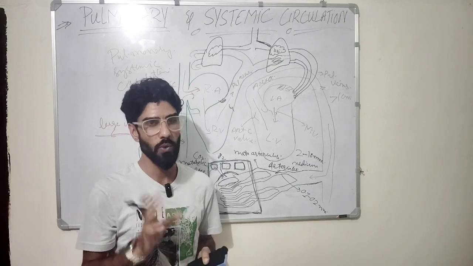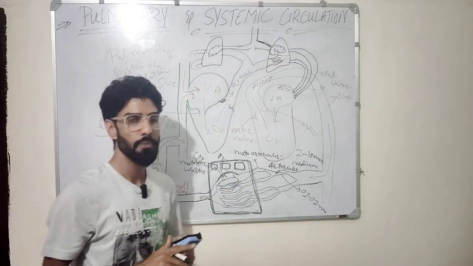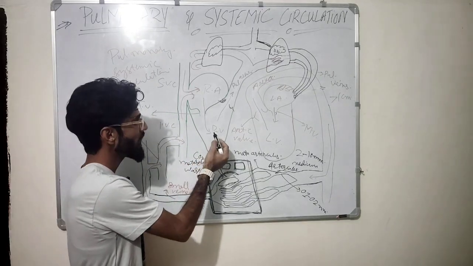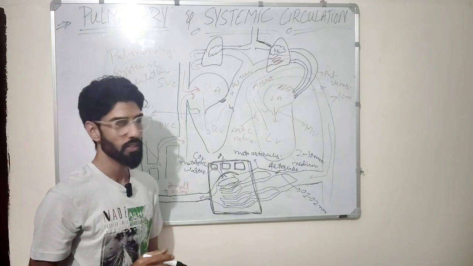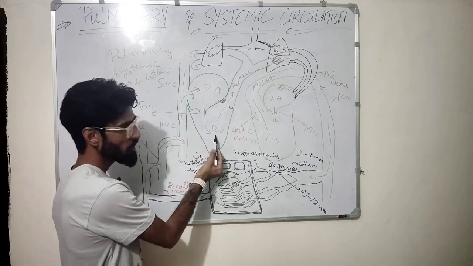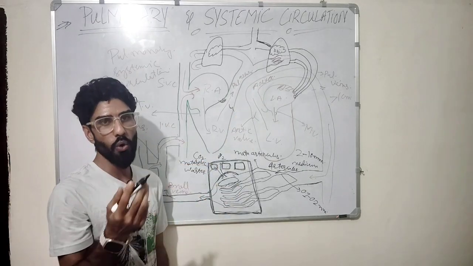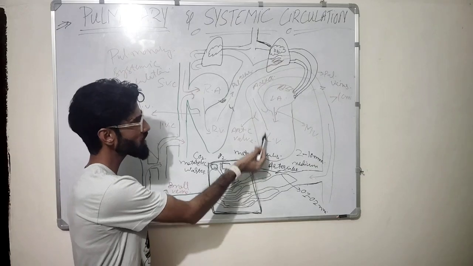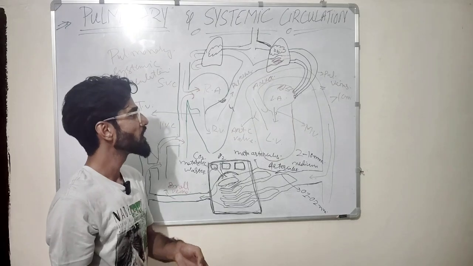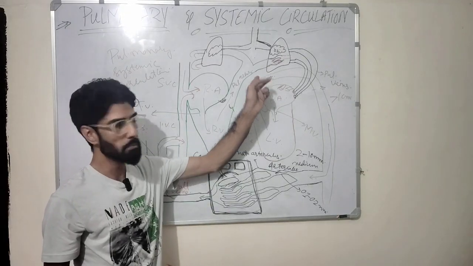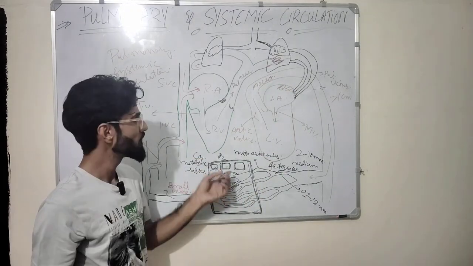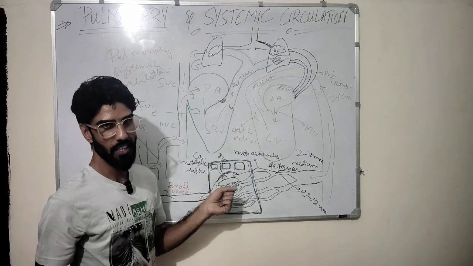Again, what is the real difference between pulmonary circulation and systemic circulation? Pulmonary circulation is a smaller circulation and systemic circulation is a large circulation. Pulmonary circulation is a low pressure circulation and systemic circulation is a high pressure circulation. Pulmonary circulation involves the lungs only, but systemic circulation will involve multiple organs.